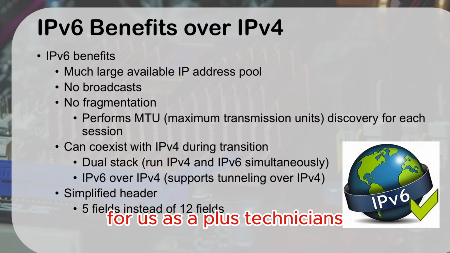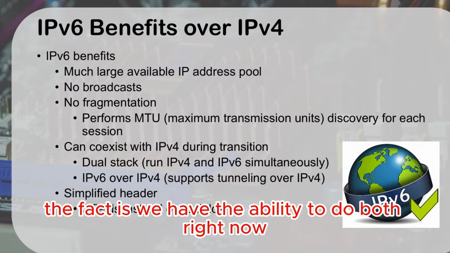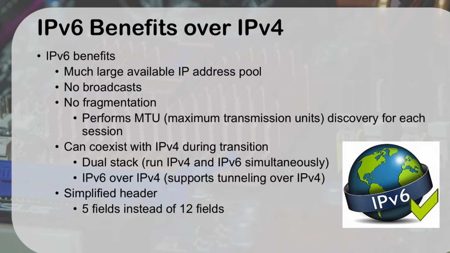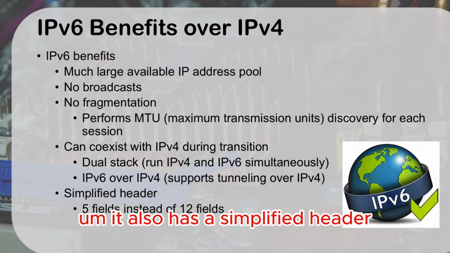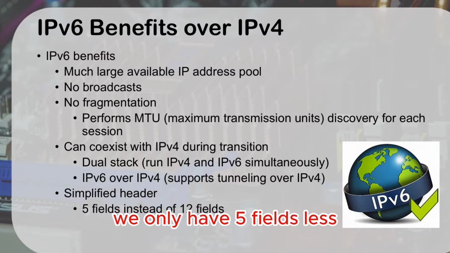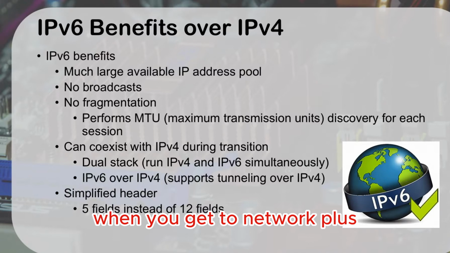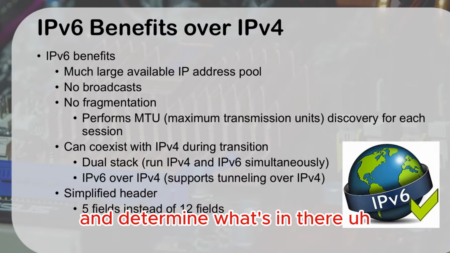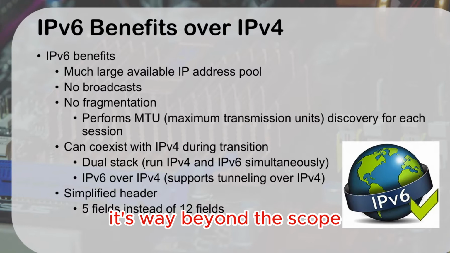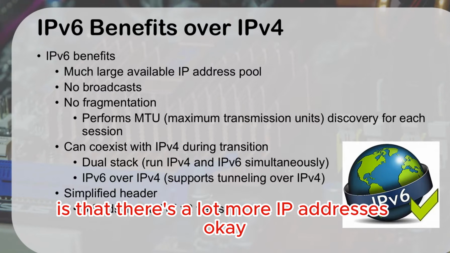For us as A+ technicians, it doesn't really make a big difference. The fact is, we have the ability to do both right now. It also is a simplified header. So instead of having 12 fields like we have in IPv4, we only have 5 fields. Less information is required to actually make things send back and forth. Again, when you get into Network Plus, you'll actually look at the headers and determine what's in there. For this class, we don't need to worry about that. It's way beyond the scope. Big thing for us is that there's a lot more IP addresses, okay?